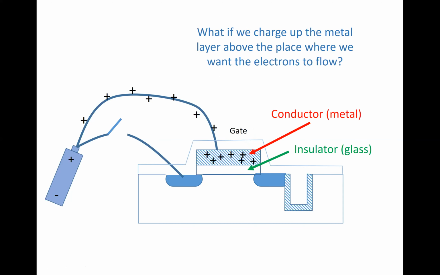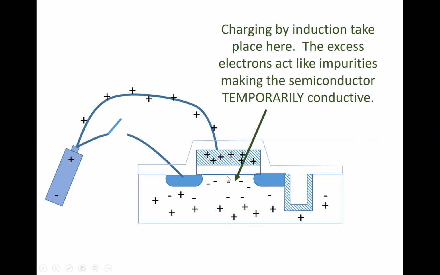All right, so if we want to open the gate so it can flow, what we do is we close the switch on the top so the charge can come into the gate. The charge cannot get through the insulator, but charging by induction takes place. All those plus charges that you see up there cause the negative charges to get pulled up toward the top, and the positive charges get repelled. So all those excess electrons that wouldn't normally be there, now we've got more electrons than normal, so they act like impurities, and so they make that channel region become conductive. But the important thing is that it's only temporarily conductive. But right now it is conductive.